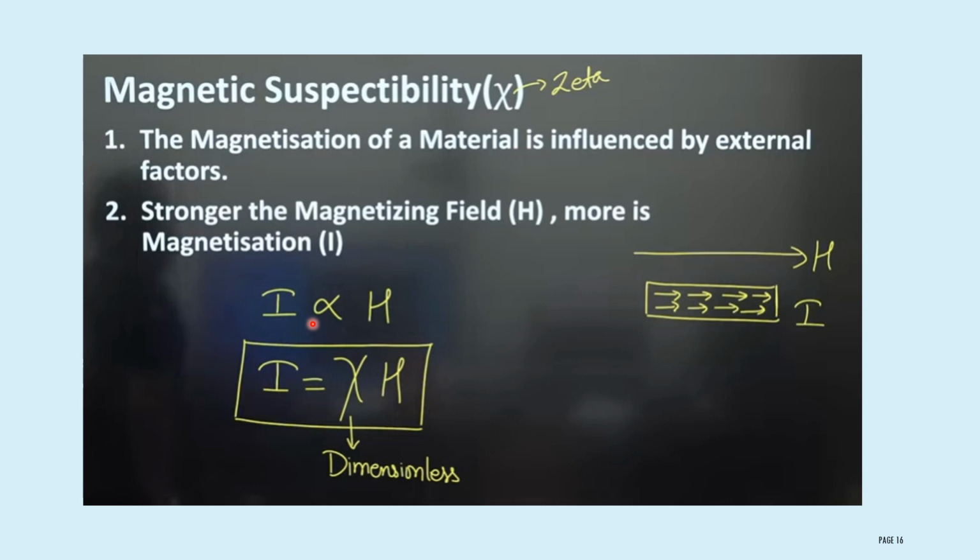If you remove this proportionality sign, you have to use a constant. This one we will call zeta. Then I will be equal to zeta into H. The SI unit of I is ampere per meter, and the SI unit of H is the same, ampere per meter. These two SI units will get cancelled. Therefore the magnetic susceptibility zeta is dimensionless, otherwise it doesn't have any units.